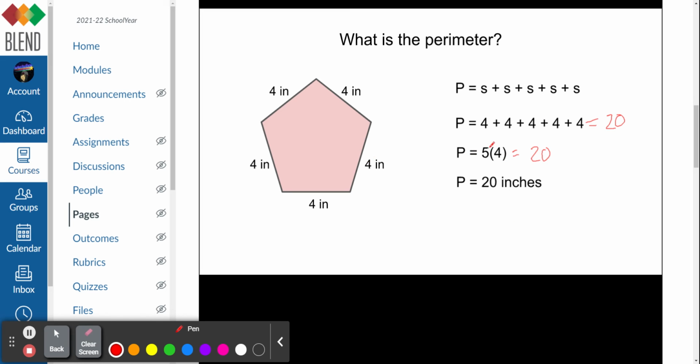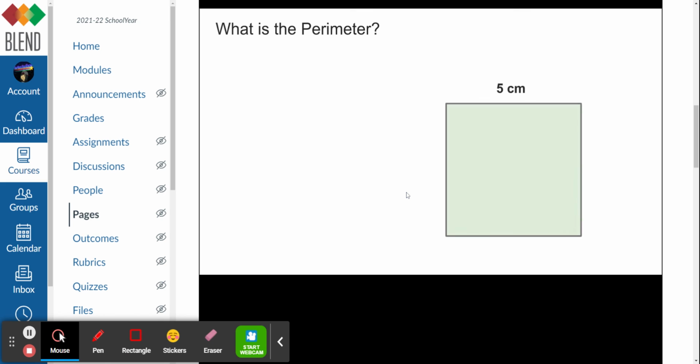So you can multiply the length on a regular polygon by the amount of sides there are. If they're not regular polygons, then you just add the sides together. All right, since this one was regular, all the sides were the same length. Okay, they were all congruent. Next up, all right, so what is the perimeter of this square?